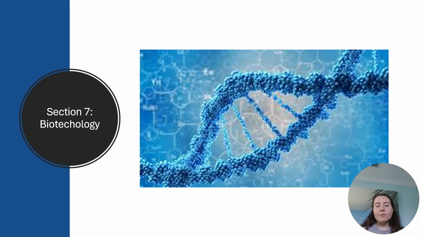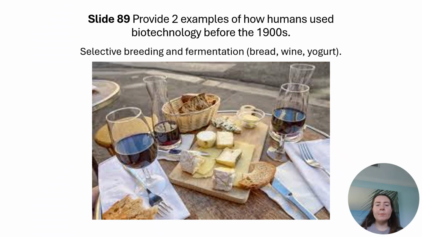Section 7, biotechnology. Provide 2 examples of how humans used biotechnology before the 1990s. Selective breeding and fermentation, bread, wine, yogurt.